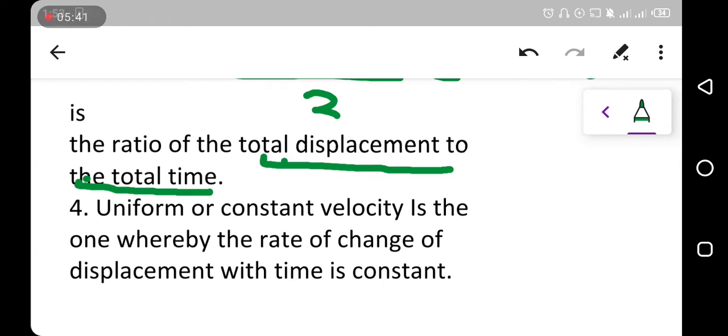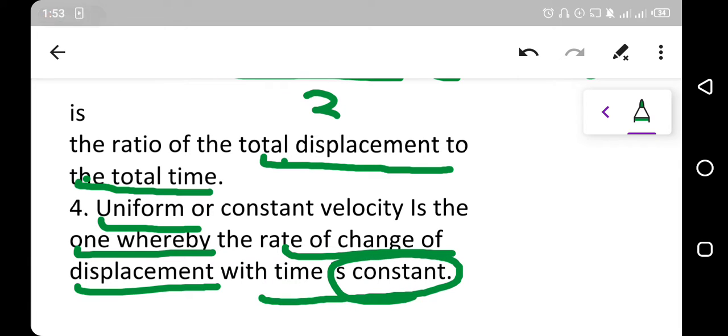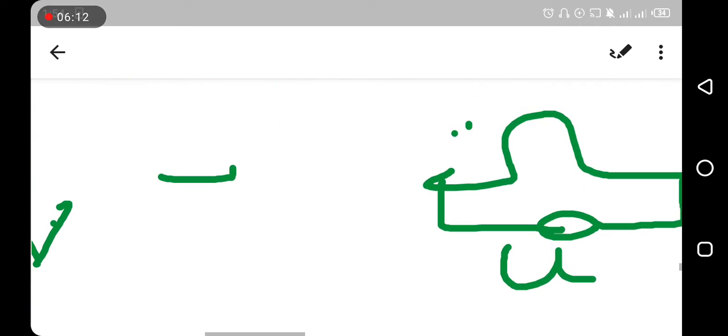Another thing, we have the uniform or constant velocity. The uniform or constant velocity is the velocity whereby the rate of change of displacement with time is constant. So the uniform or constant velocity ni ile velocity ambayo body inatembea nayo, na velocity hiyo haibadiliki badiliki.